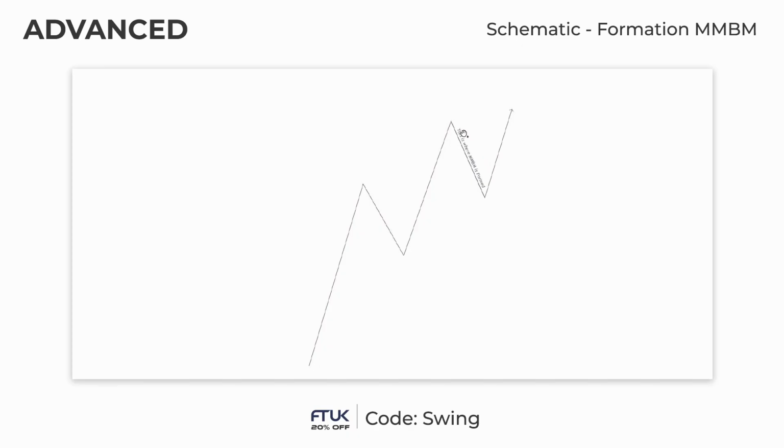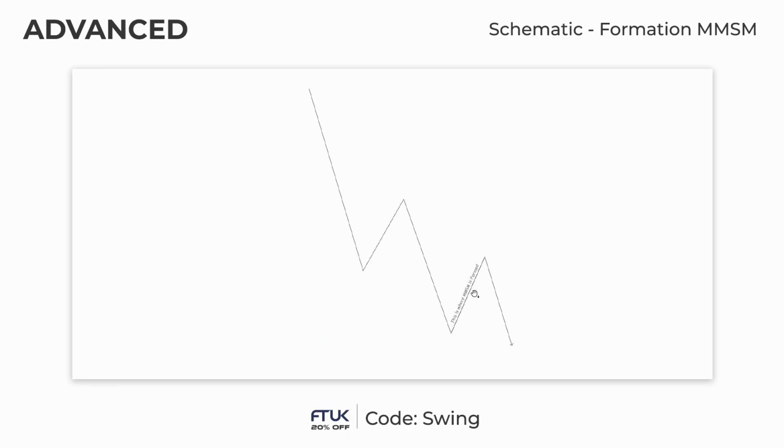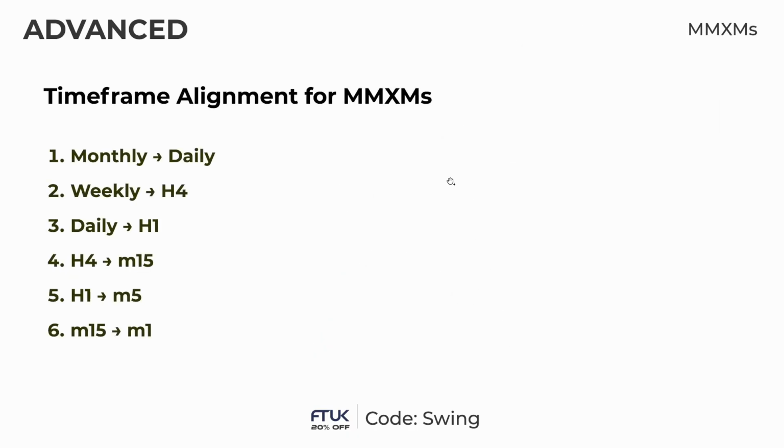So if you zoom in there, you will find out a market maker buy model on the lower time frame here. And this is where you are going to find the market maker sell model if you zoom in. Now, we have different time frame alignments for these market maker models. For example, if you are looking at monthly order flow or monthly trend, then you want to go to a daily time frame for looking into market maker models.